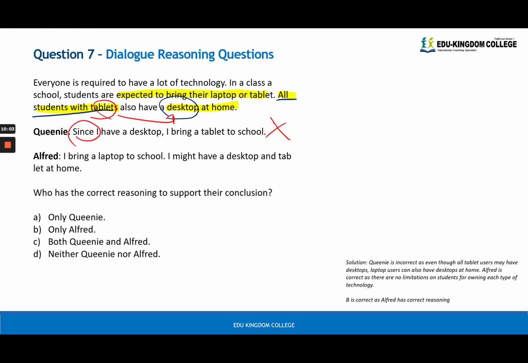It's not dependent on the desktop. Alfred says, I bring a laptop to school. I might have a desktop and tablet at home. Now, Alfred is correct because of this word might. This shows that there is a chance, but it's not 100% confident. Therefore, we can accept it with ease. So, who has the correct reasoning? The answer is only Alfred, option B.